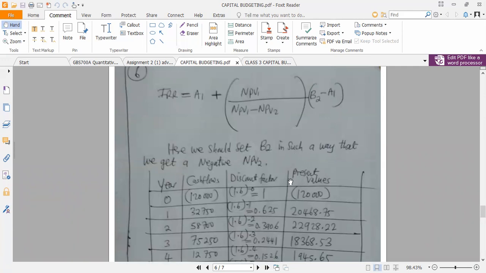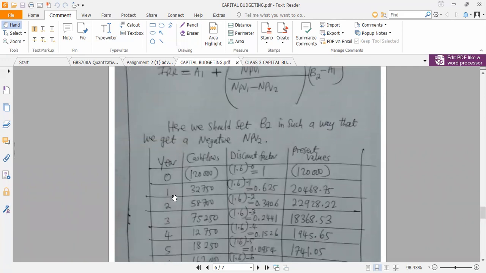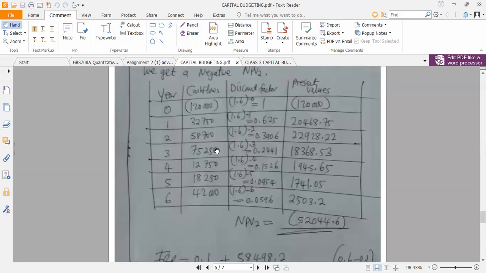Okay, so rate 2 at 60%, we are saying your 120,000 cash flow. The discount factor is 1.6 in brackets to the power negative 0, which is 1, which is 120,000. Are we there?